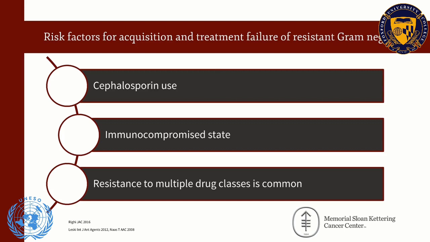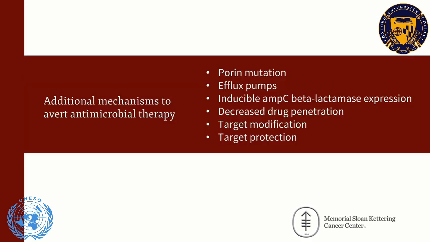Further contributing to difficulty in the clinical management of carbapenemase-producing bacterial isolates is the fact that these organisms frequently also express resistance to other drug classes. For example, resistance to aminoglycosides and fluoroquinolones may be transmitted via the same plasmid. Alarmingly, this leads to drastically limited therapeutic options. Additional mechanisms to avert antimicrobial therapy employed by gram-negative bacteria include porin mutation, efflux pumps, and inducible AmpC beta-lactamase enzymes.